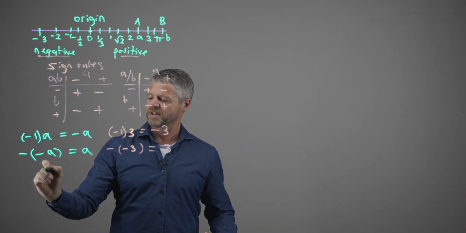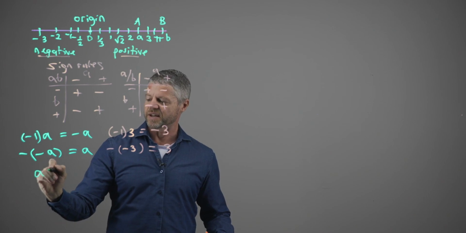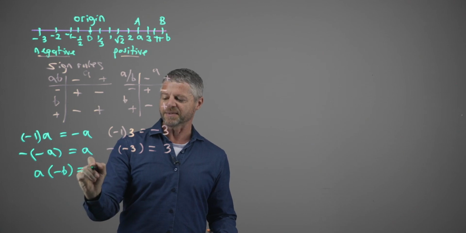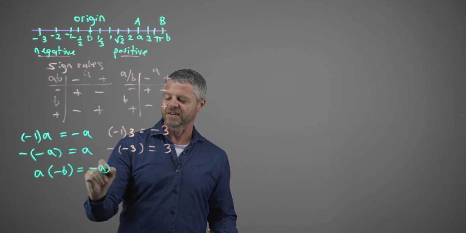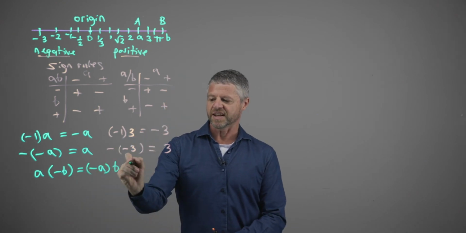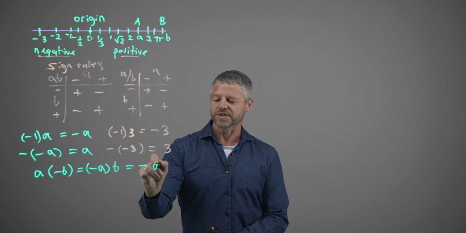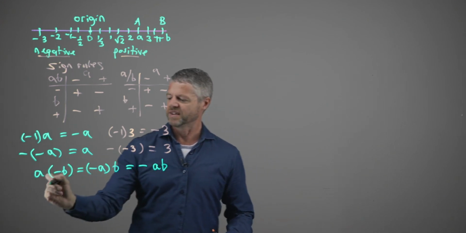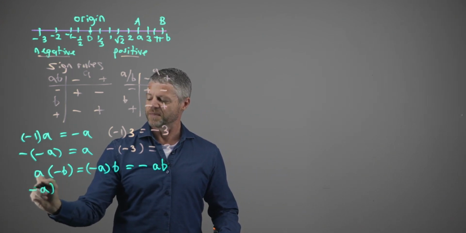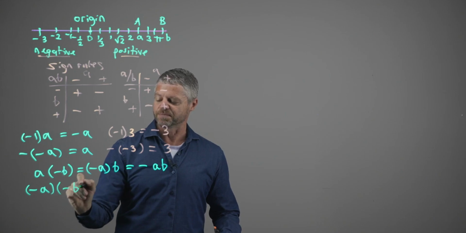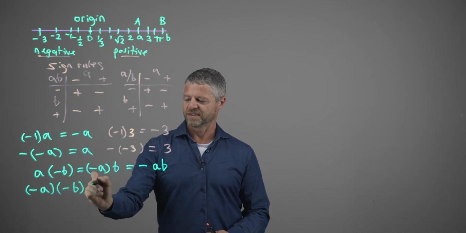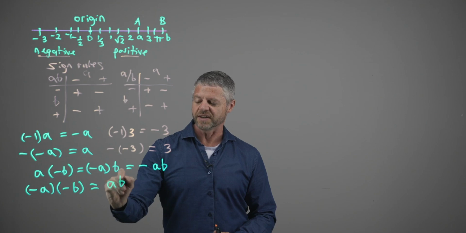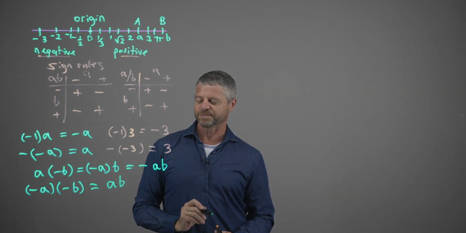If I have a number A and I multiply it by a number -B, then that's going to be the same as if I have -A times B, and either way the answer will be equal to the negative of the product of A and B. But if I have -A and I multiply it by -B, then I end up with a positive result, which is going to be the product of A and B.